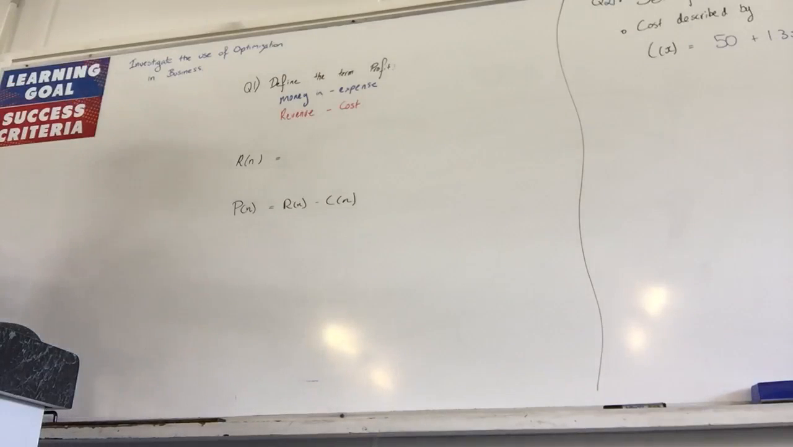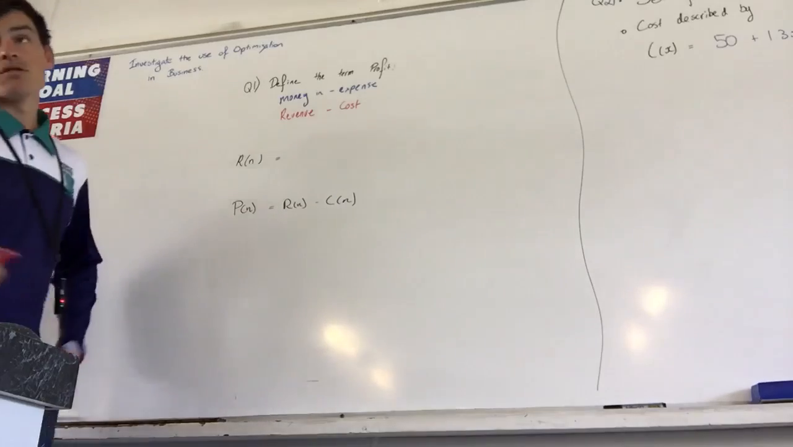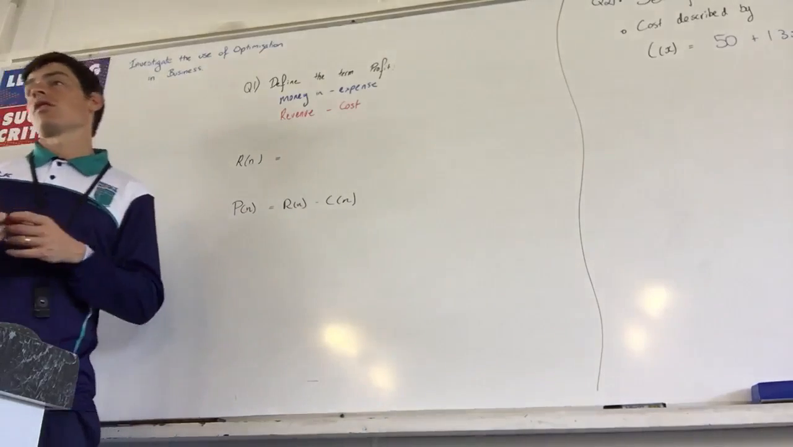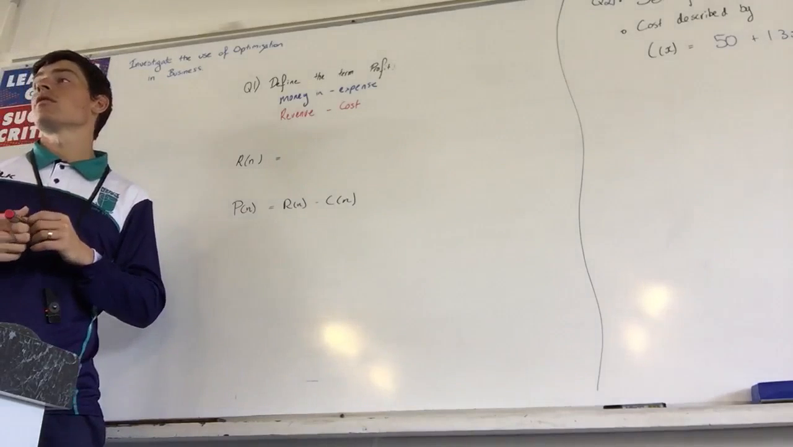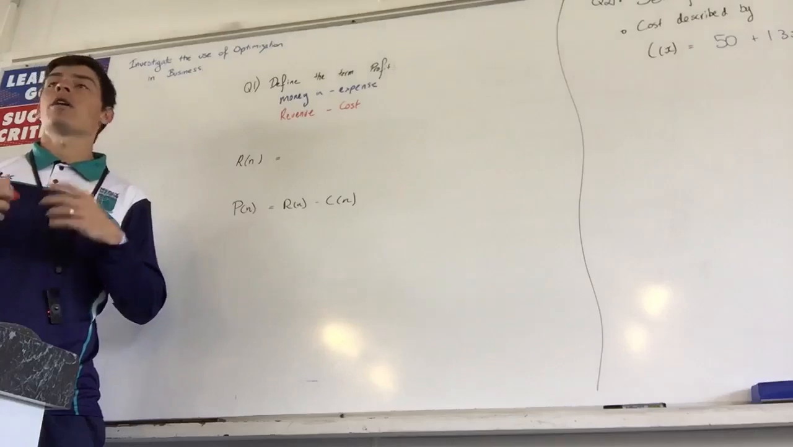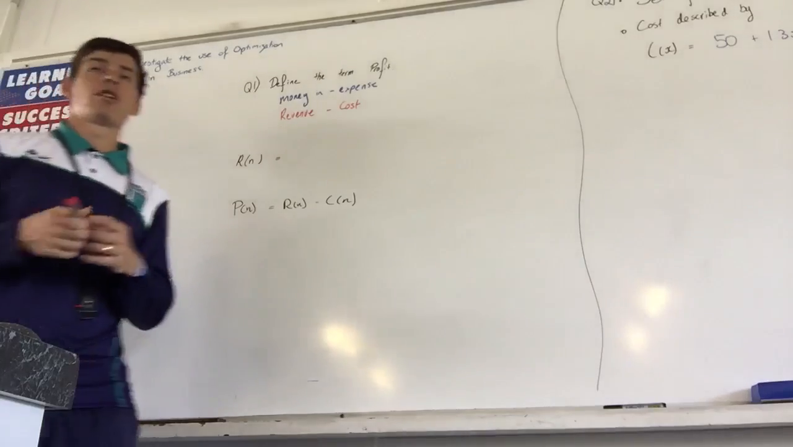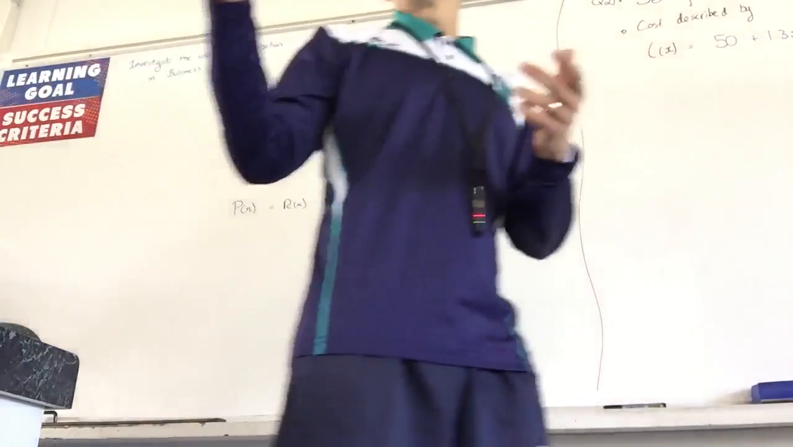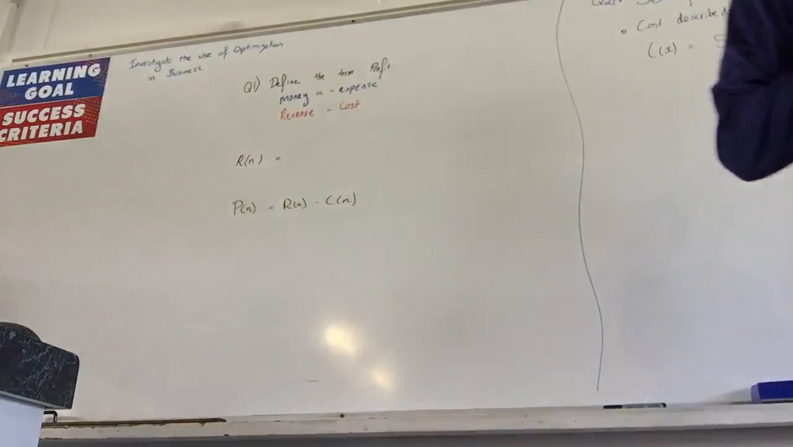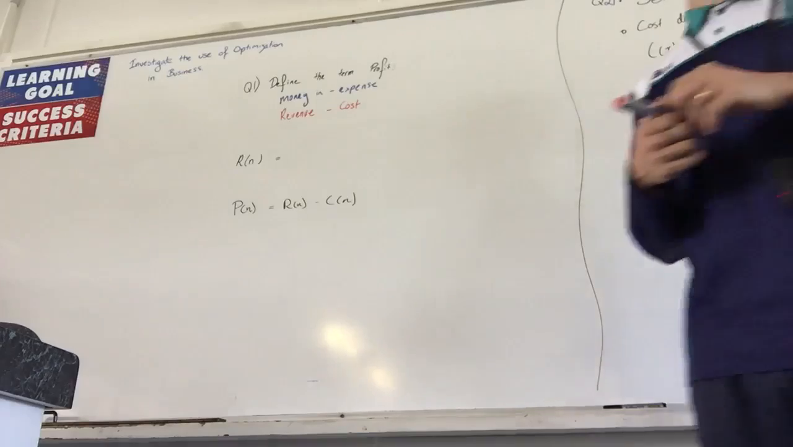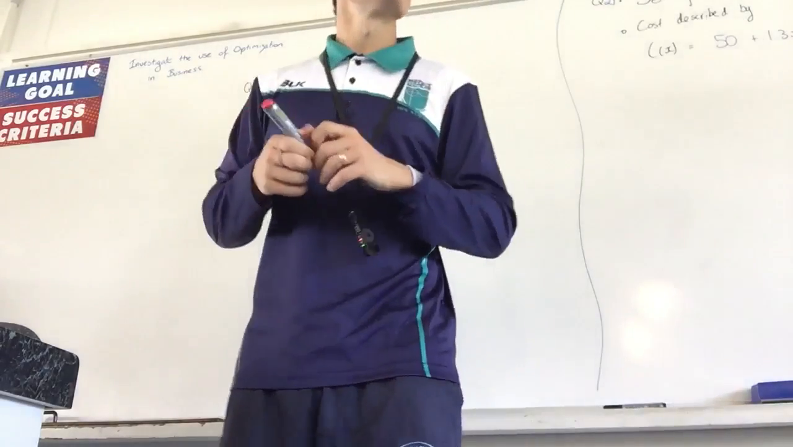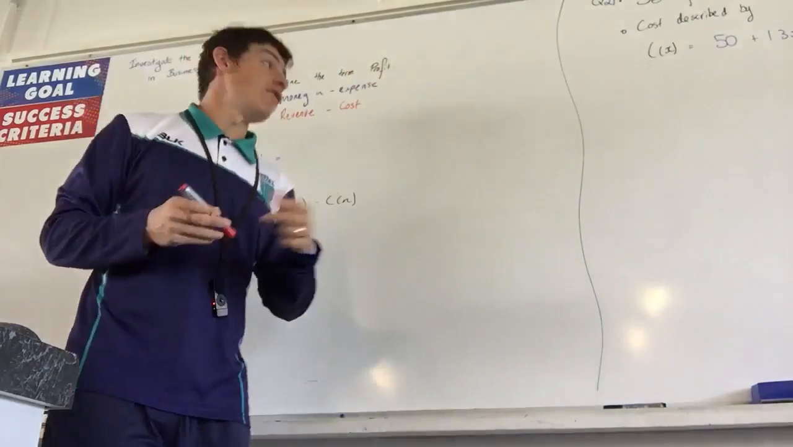Maximising profit. So how do you think right now we can use optimisation with business? What are you thinking? How do you do that? How would you use optimisation to find a maximum? You need a rule. So you need a rule in terms of money. Cost and revenue.